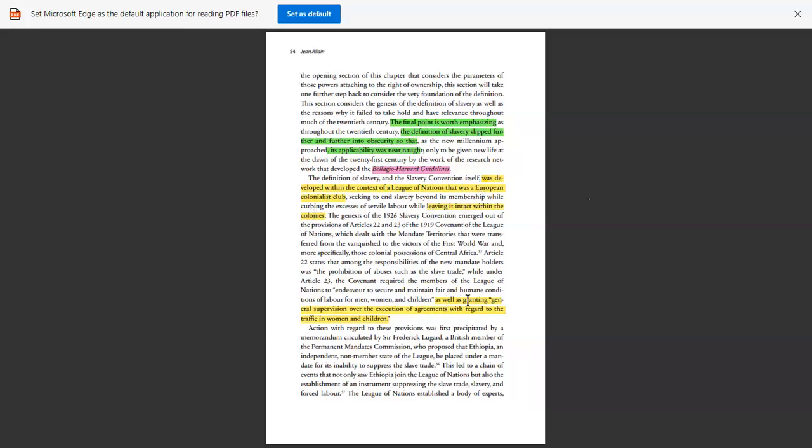And so, granting general supervision over the executions of agreements with regard to the traffic in women and children. So even amongst all of these different things, they still said that it's important for some League of Nations of colonialist clubs to keep general supervision over the execution of agreements with regard to the traffic in women and children. It's as if they're choosing them as a specific point to maintain a status and a standing to continue to exercise their power of control and possession.